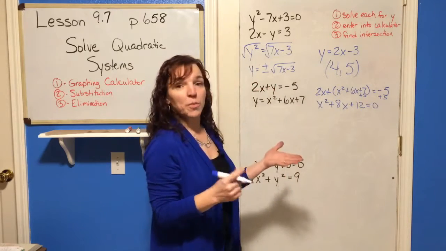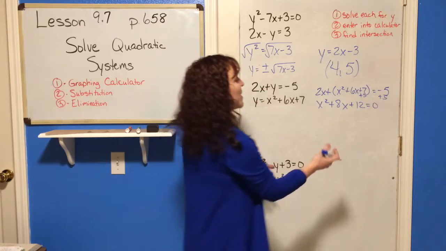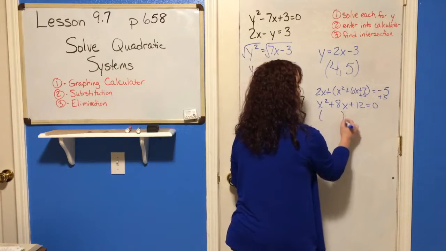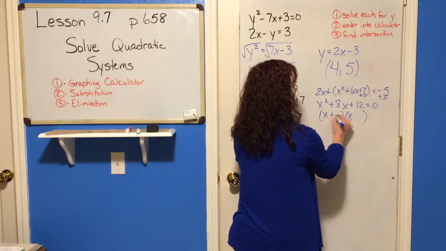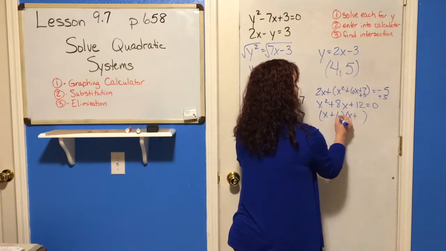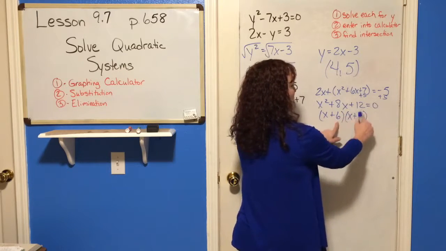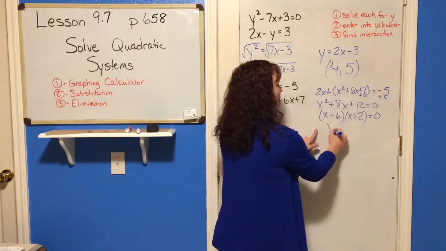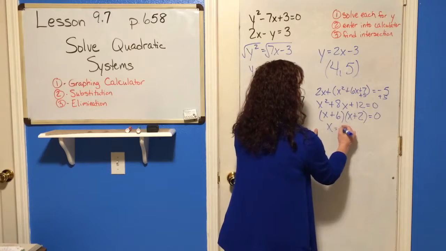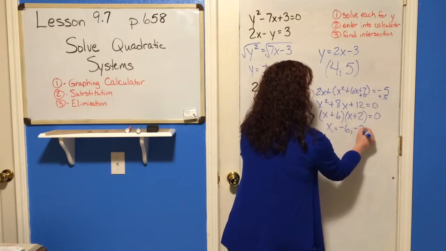The reason we did this, remember, we're solving. And when we solve, now we want to factor. So x times x is x squared. They're both positive. And 12 is 6 times 2. 6 times 2 is 12, and 6 plus 2 is 8. So now for x, my solutions are either -6 or -2.